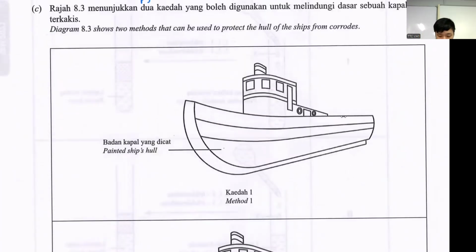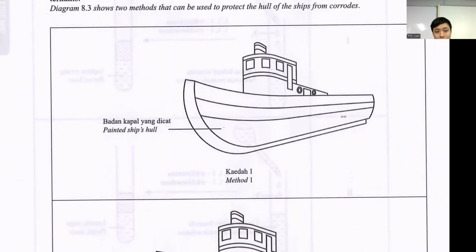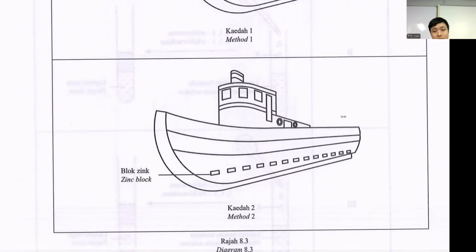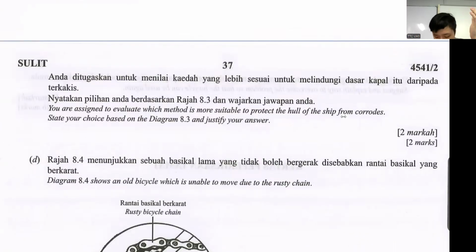Then see diagram 8.3, which shows two methods that can be used to protect the hull of ships from corroding. So it's like a ship. Method 1, paint. Paint like your house, like your wall, like your iron gate, with a lot of green color, whatever. Then method two, add zinc block into the ship. So you are assigned to evaluate which method is more suitable to protect the hull of the ship from corroding. State your choice and justify.